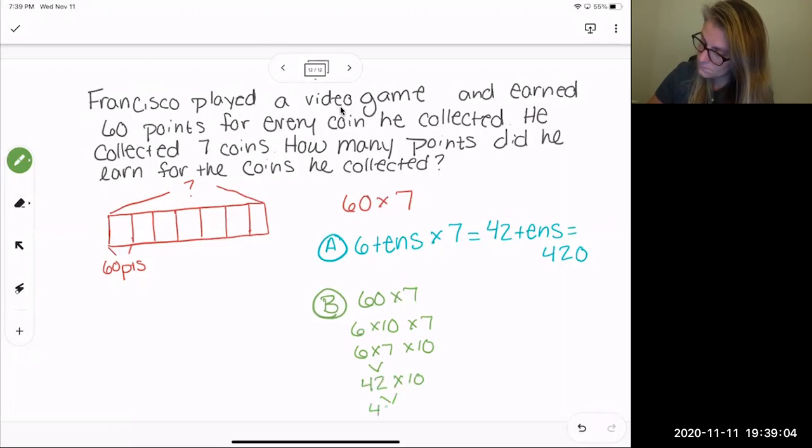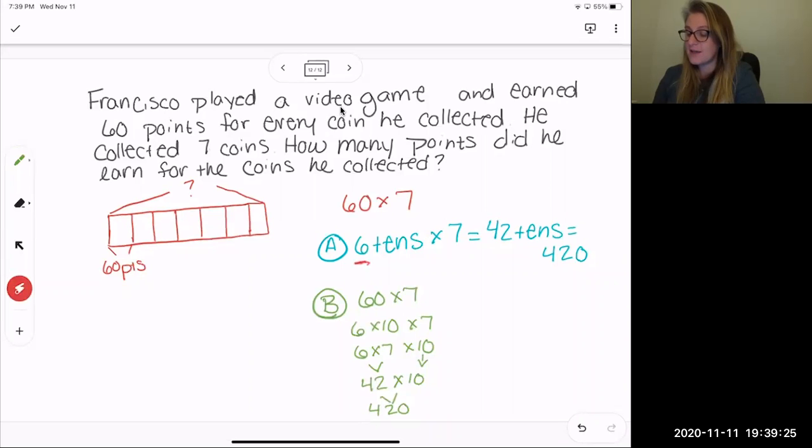Okay, so here are both of my solutions. In A, I did unit form and I did 6 tens times 7 is equal to 42 tens, which is equal to 420, because I know that 6 times 7 is 42. So 6 tens times 7 would very easily be 42 tens.